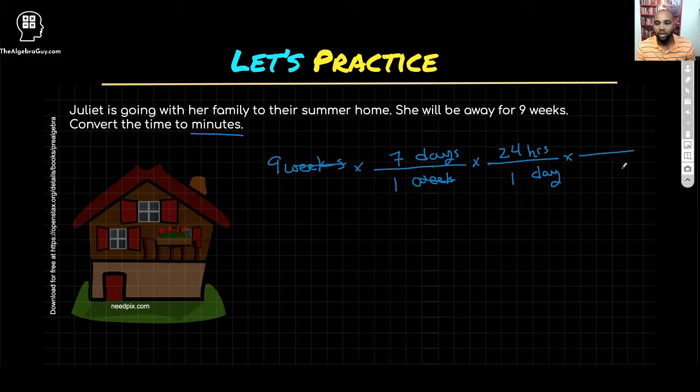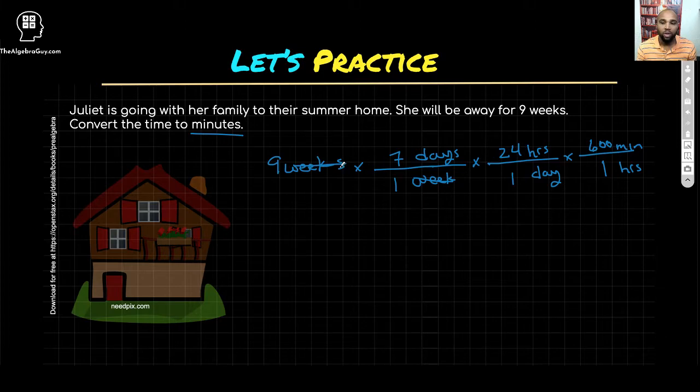Okay, so got that. I want to cancel out my hours though, because I want minutes. Well, can I get from hours to minutes? I sure can. I know that in 1 hour, there are 60 minutes. And see, this is the blueprint that I need in order to go from weeks to minutes.